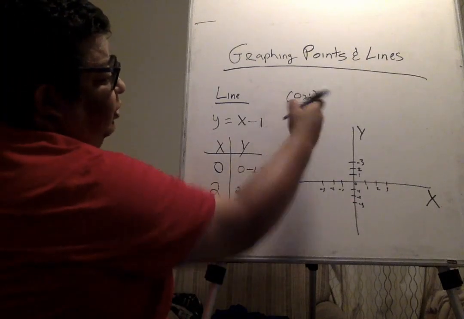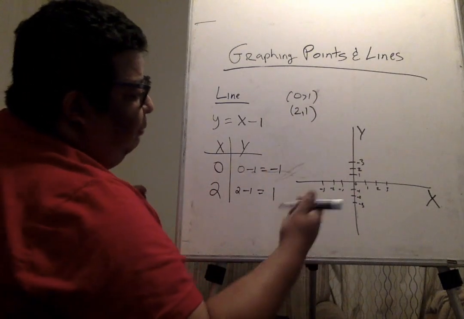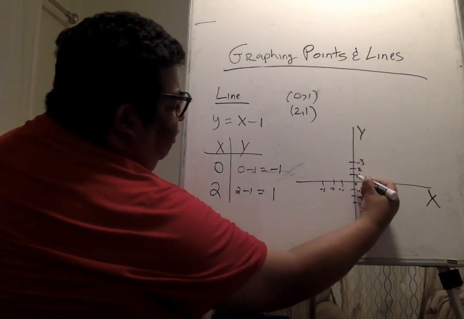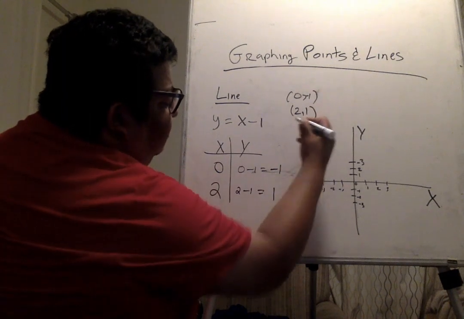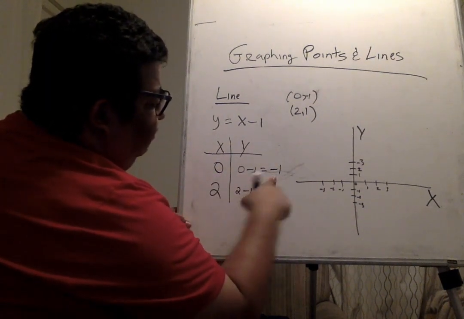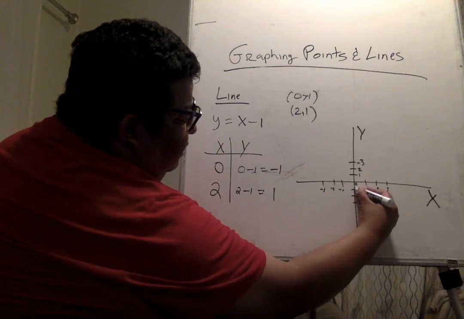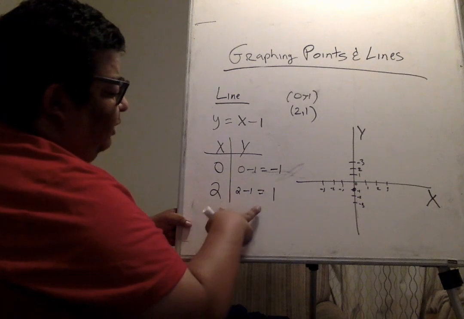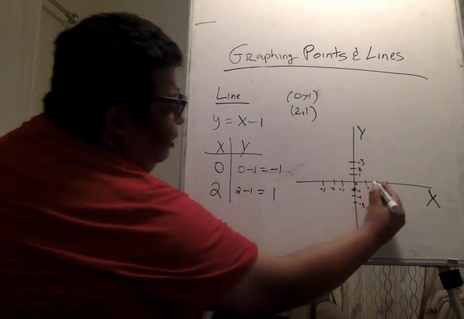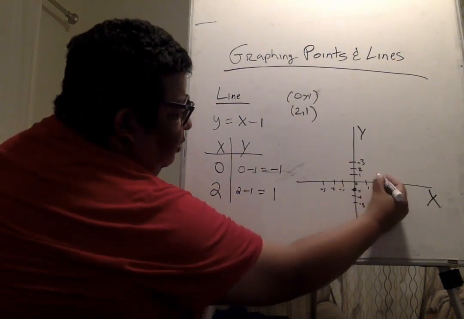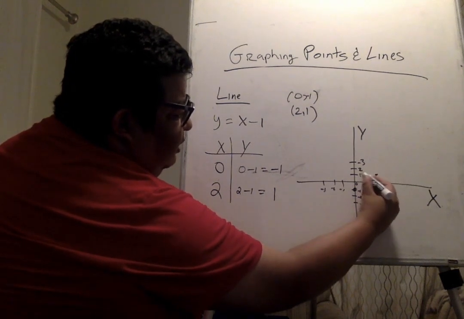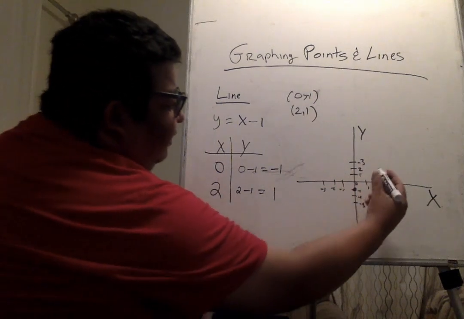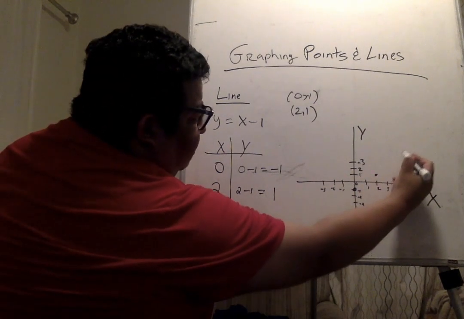So what's our first point? 0, -1. Remember, all we have to do is plot the points first. That's the first thing we need to do. So 0, -1 is here. So that's our first point. We draw a point. Now we draw the second one. 2, 1. So we have 1, 2, 2, and then 1, because 1 is here. And the final step to graph a line is to actually graph the line that goes through these 2 points.